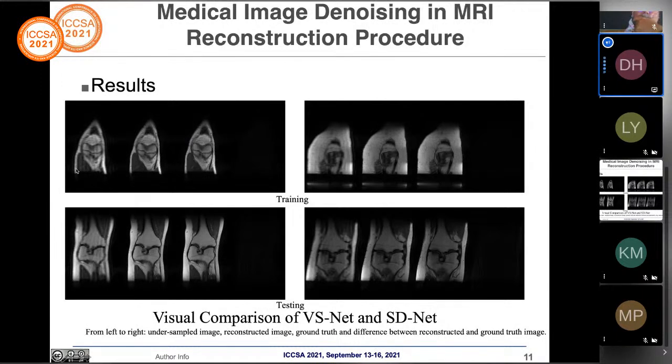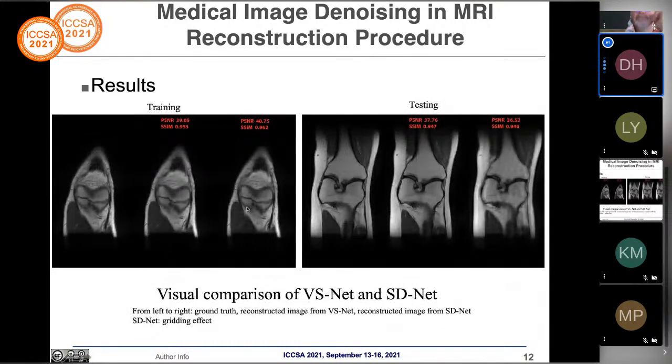We can see from left to right, the first one is the sample image, which is the input image. Then the reconstructed image is the output image here, and beside it is the ground truth. The last one, the black area, is the difference between the reconstructed image and the ground truth image. The black means there's not a big difference between our reconstructed image and the ground truth here.